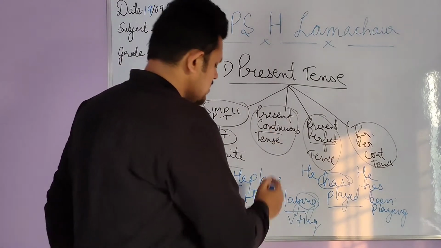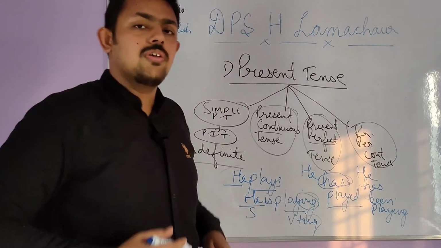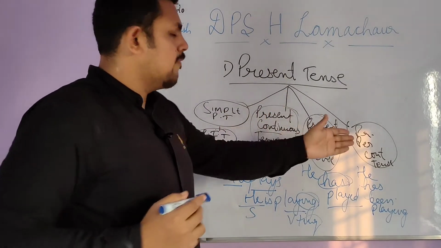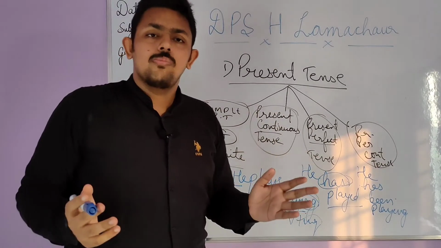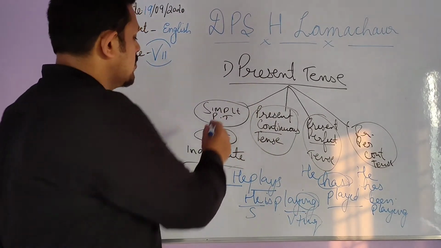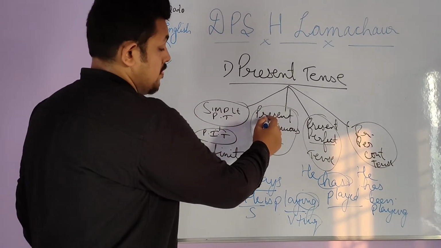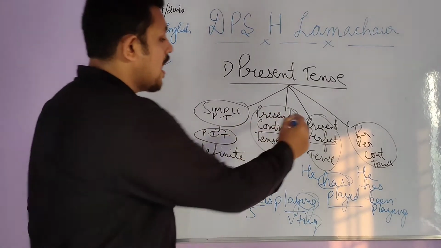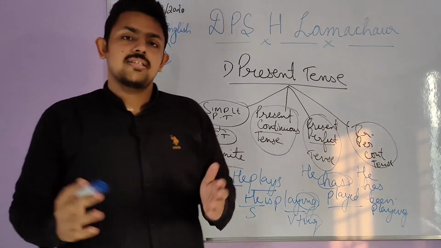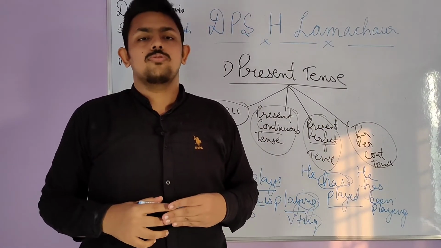Like continuous, we will use the ing form of the verb. So it is a general description about how to use the four forms. In every tense it will be the same. For example, we would be having the past tense: simple past tense, past continuous tense, past perfect tense, past perfect continuous tense. So these are the four forms of the verb.